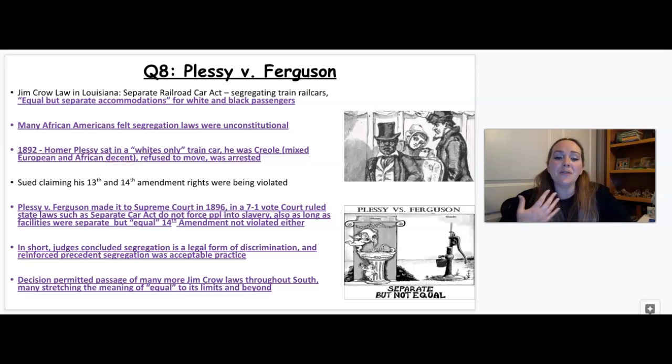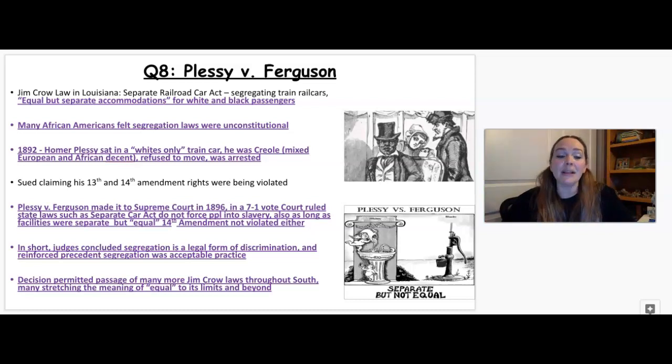He's Creole. For those of you guys that don't know what Creole is, it's a mixed-race person from European and African descent. So he's not even full black. He is part white. In fact, he is 7/8 white and only 1/8 black, according to his heritage, okay? But he is a mixed race person. He sits in the white car of this train in Louisiana, and he is asked to move. He refuses to do so and ultimately is arrested. He's done this on purpose to prove a point, you know, that he thinks these Jim Crow laws are unfair.